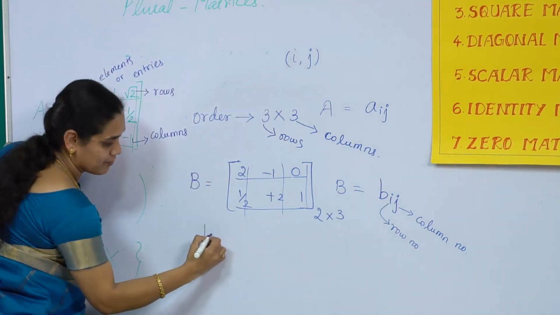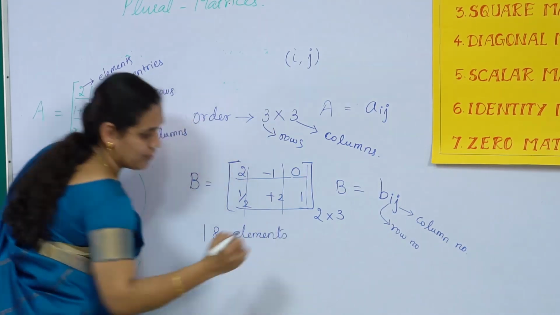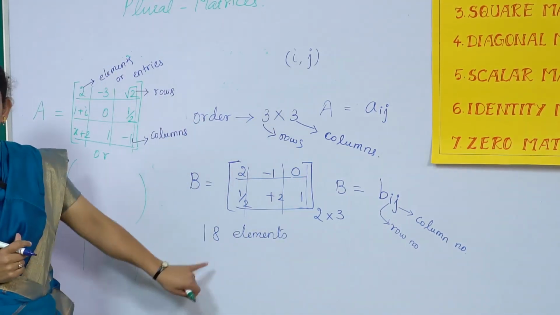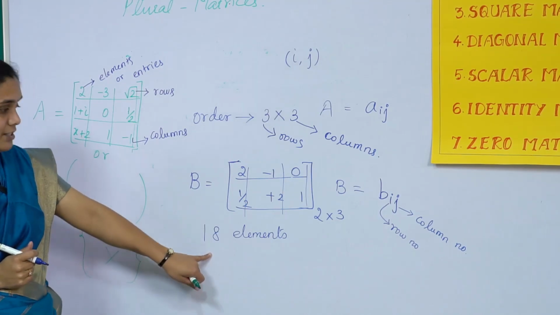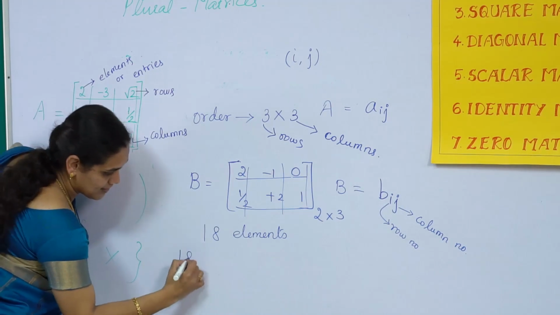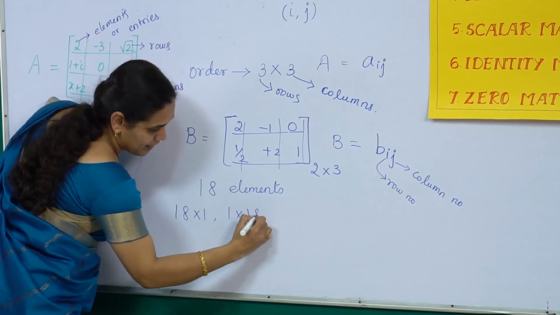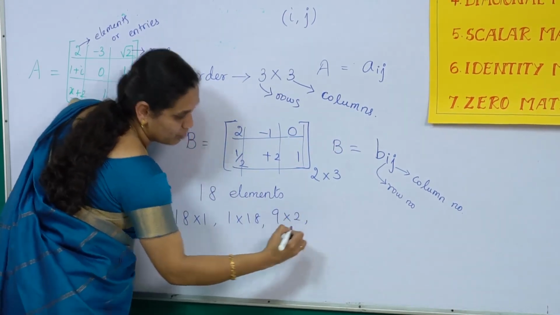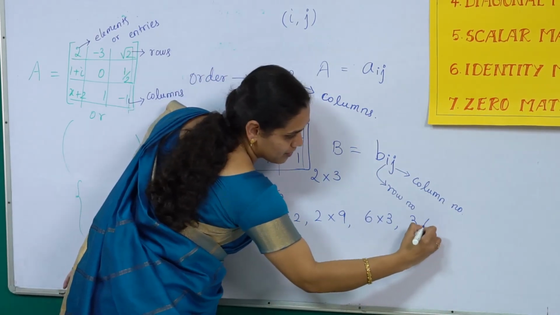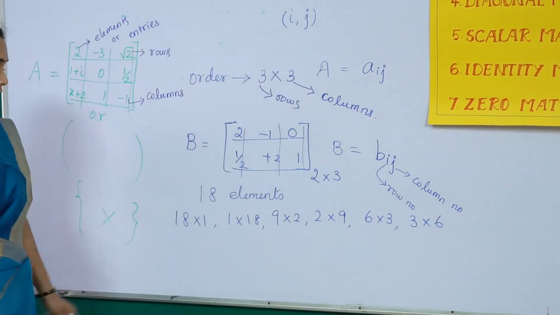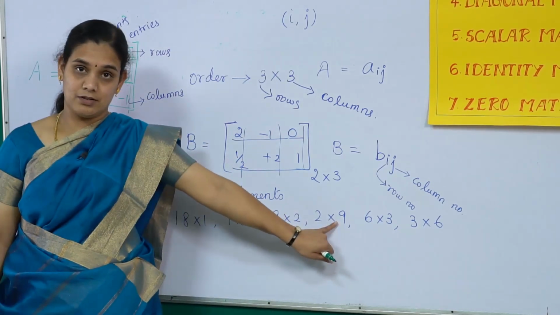Suppose we have 18 elements in the matrix, then can we find out the order of the matrix? Yes, it's possible. It can be 18 by 1 or 1 by 18 or 9 by 2 or 2 by 9 or 6 by 3 or 3 by 6. What are those? They are the products from the factorization.